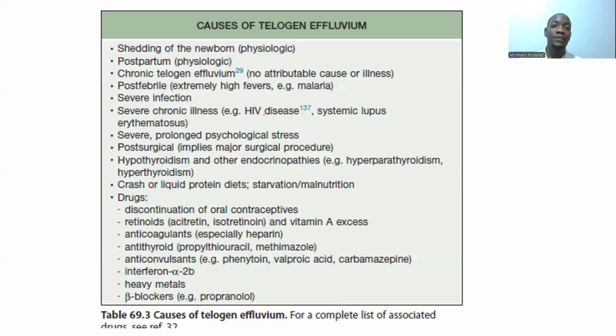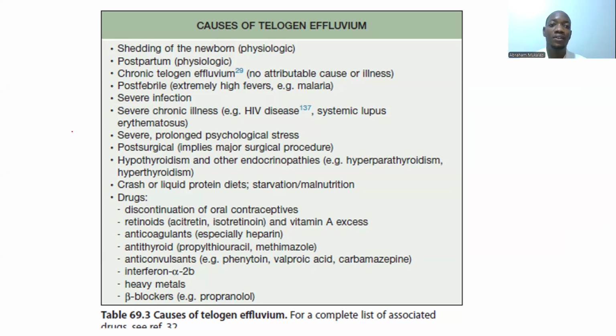So when you look at this table, it tries to show us the common causes of telogen effluvium, and the common one is usually physiologic, which we usually see in the newborns, where we have normal shedding of hair. And then we also have another physiological one, which usually occurs postpartum. Oftentimes, women after giving birth lose a lot of hair and they can come in complaining because of the hair loss. But now you have to explain, in this case, the cause is physiological and there's nothing to worry about.